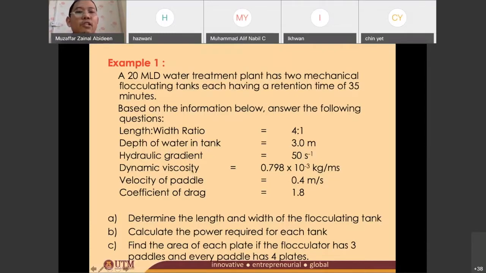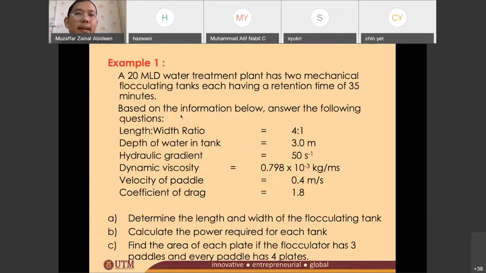And then dynamic viscosity, what is that? Mu. Right? Velocity of paddle, 0.4 meter per second. So what is that? VP. And the coefficient of drag, 1.8. CD. Okay, so it seems that everyone understands that. And we try to solve the first part, which is to determine the length and the width of the flocculation tank.